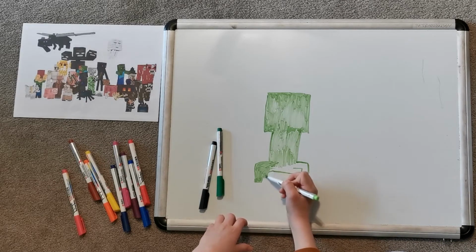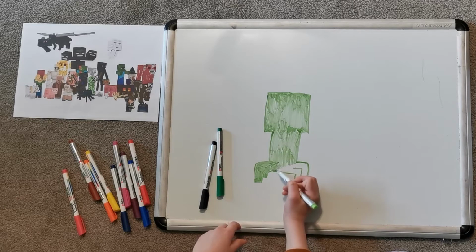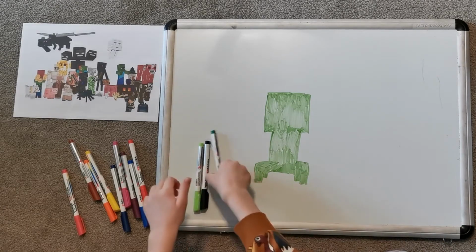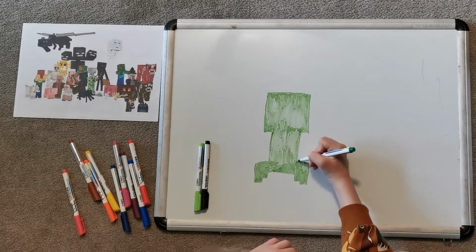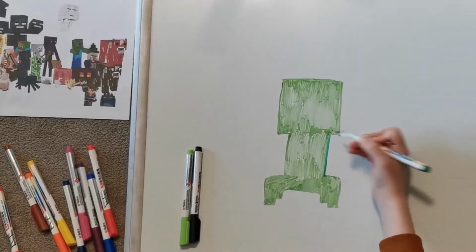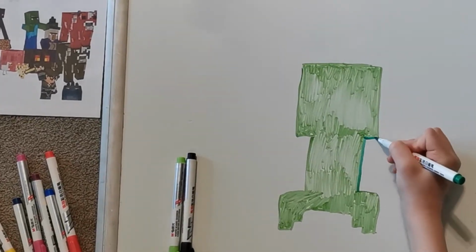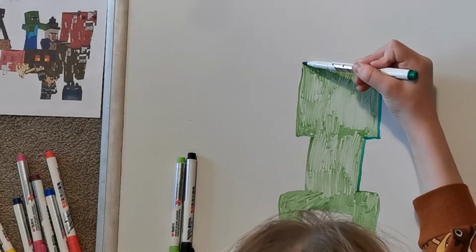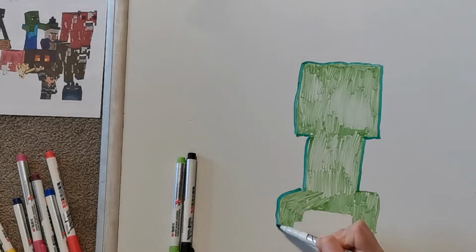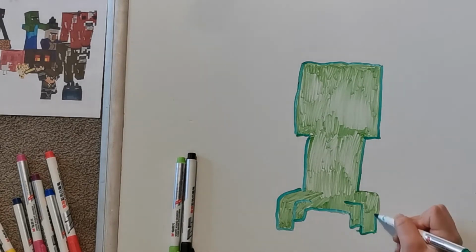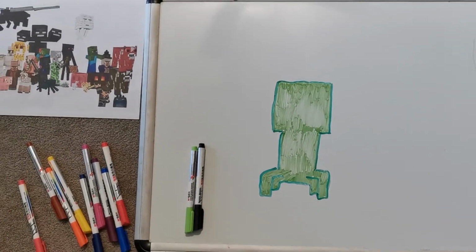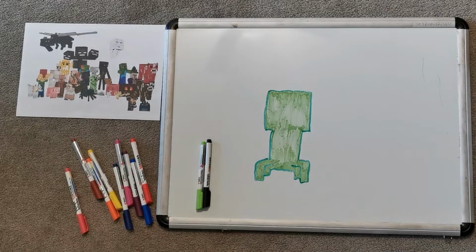But I have the dark green to outline. Now we go into the dark green, start outlining. If you don't have the light green, then you can just skip this part if you don't want to outline. If you have something wrong with the outline, just rub it off neatly, like this. Let's go into the black.